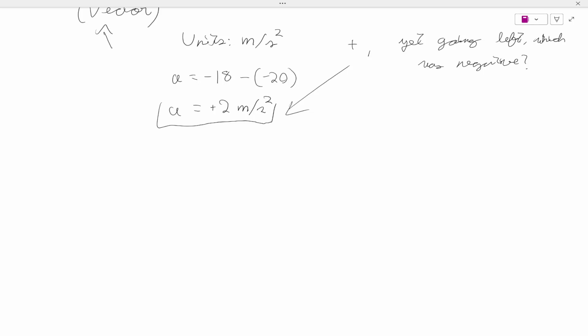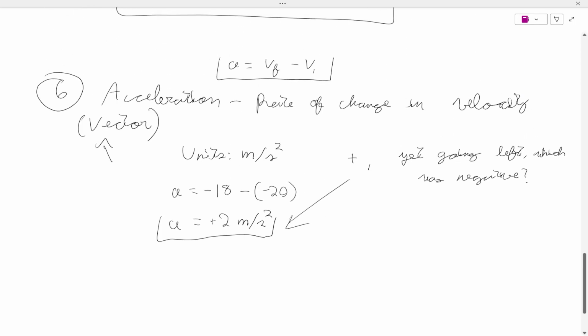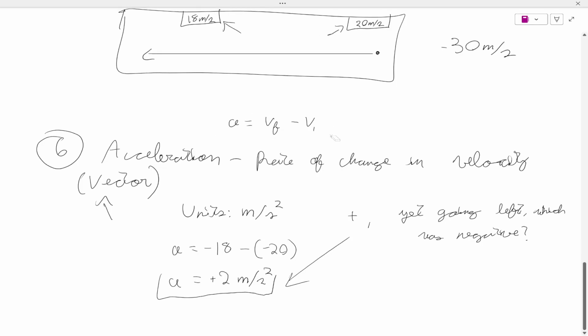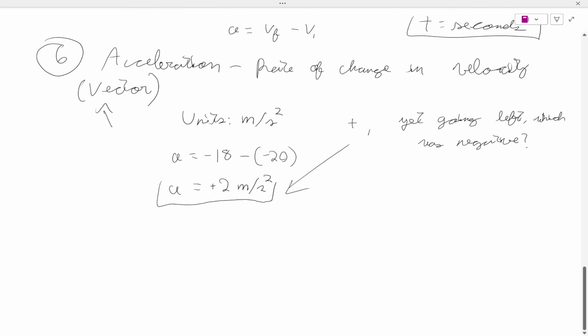Over time, obviously. It's over time. I forgot to mention that. But yeah, time is something that shows up everywhere. Seconds. Time is the one thing that's universal in physics. But let's go back to acceleration.